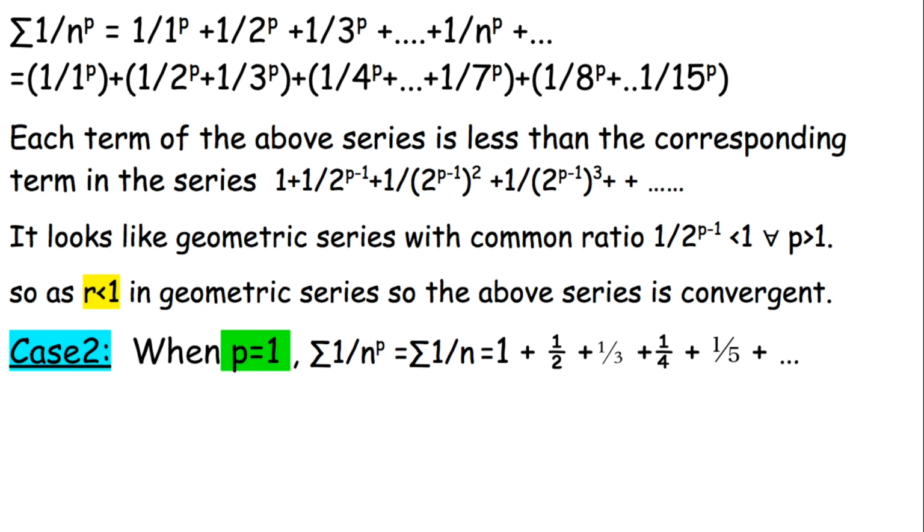When p is 1, the summation of 1 upon n raised to power p equals 1 upon n. So we know that when p is 1, we will get 1 plus 1 by 2 and so on. When p is equal to 1, this is called a harmonic series. We all know that. So 1 plus 1 upon 2 plus 1 upon 3 plus 1 upon 4. This is just the opposite of an arithmetic series, which is known as a harmonic series.